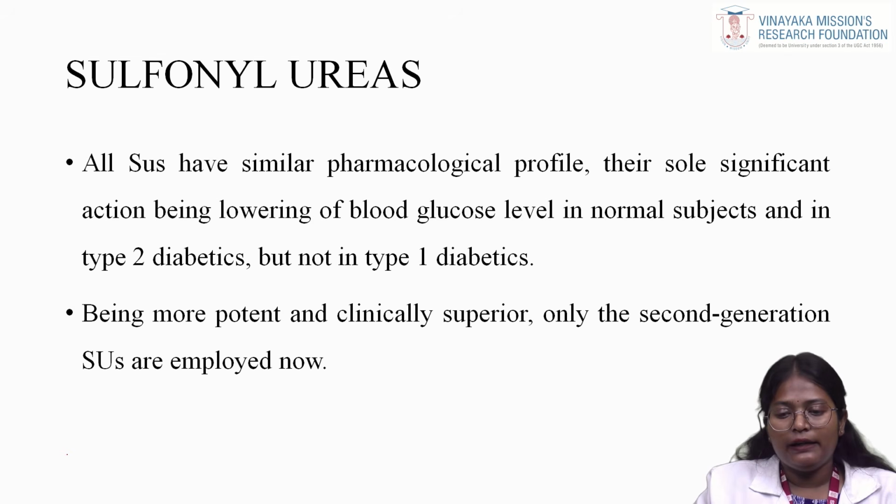Being more potent and clinically superior, only the second generation sulfonylureas are employed. As I told before, sulfonylureas are classified into two generations, generation 1 and generation 2. Tolbutamide comes under the first generation; glimepiride, gliclazide, glibenclamide, these drugs come under the second generation. So we are currently using second generation drugs, not a first generation drug.